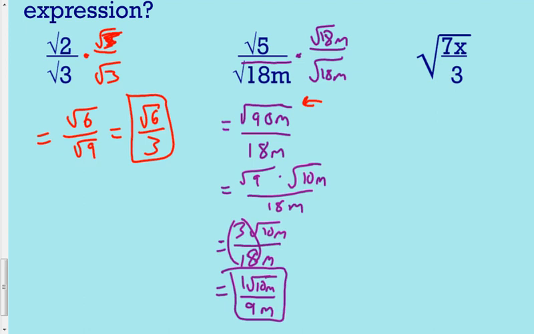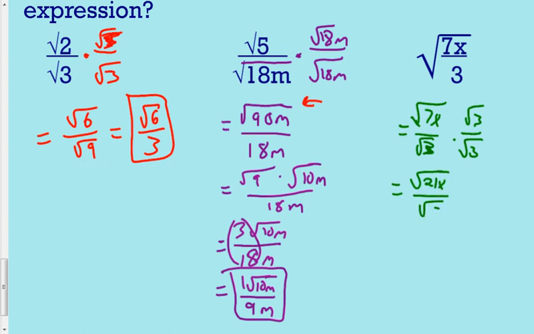Okay, let's go back to number 3 then, which is actually going to be a little bit simpler. So we end up getting the square root of 7x over the square root of 3 when you break it apart. And to simplify that, to get rid of the denominator, we're going to multiply by the square root of 3 on top and bottom. And you end up with square root of 21x, and I don't think 21 can be simplified at all, over the square root of 9, and that would be square root of 21x.